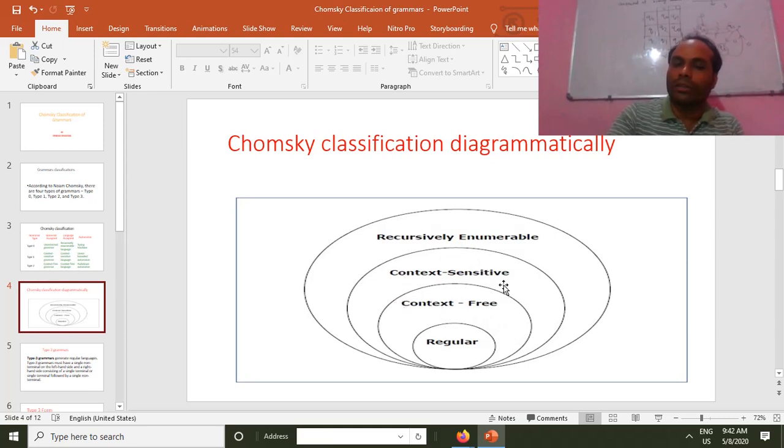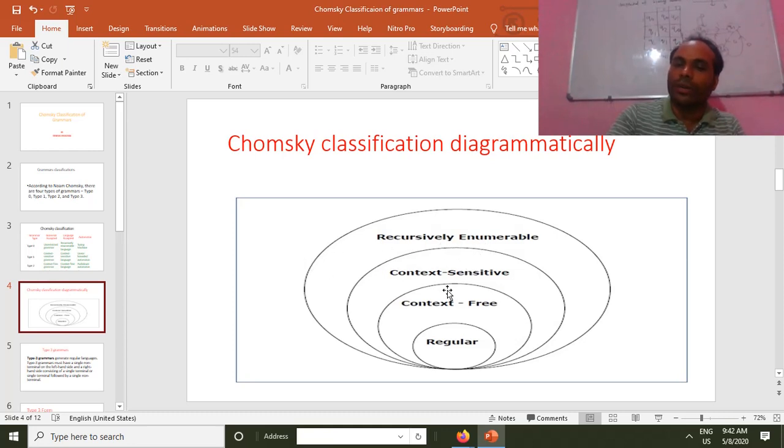And coming to context sensitive, if a grammar is context sensitive and the languages are context sensitive languages, you may give the automata that should be linear bounded automata. And this topmost one is the recursively enumerable language. All the grammars satisfying these recursively enumerable languages are unrestricted grammars. You are talking about the unrestricted grammar. All unrestricted grammars are supported by the Turing machine.